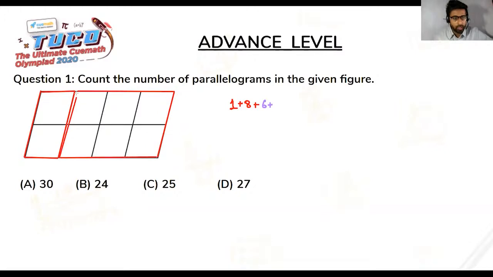I had 1 over there. This is the other one. And this is the third one. I have the fourth one. So in total, 4 of them. Let's get rid of that.